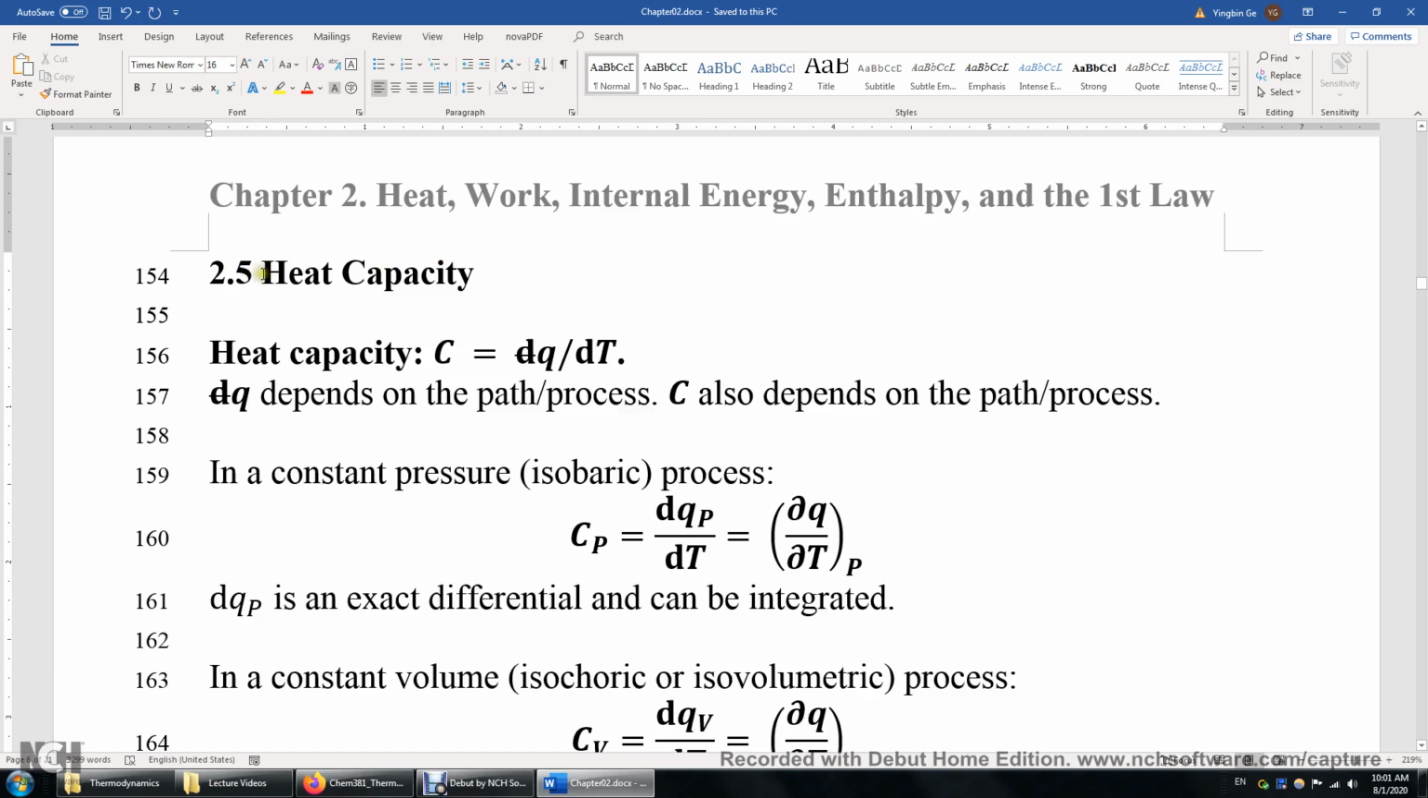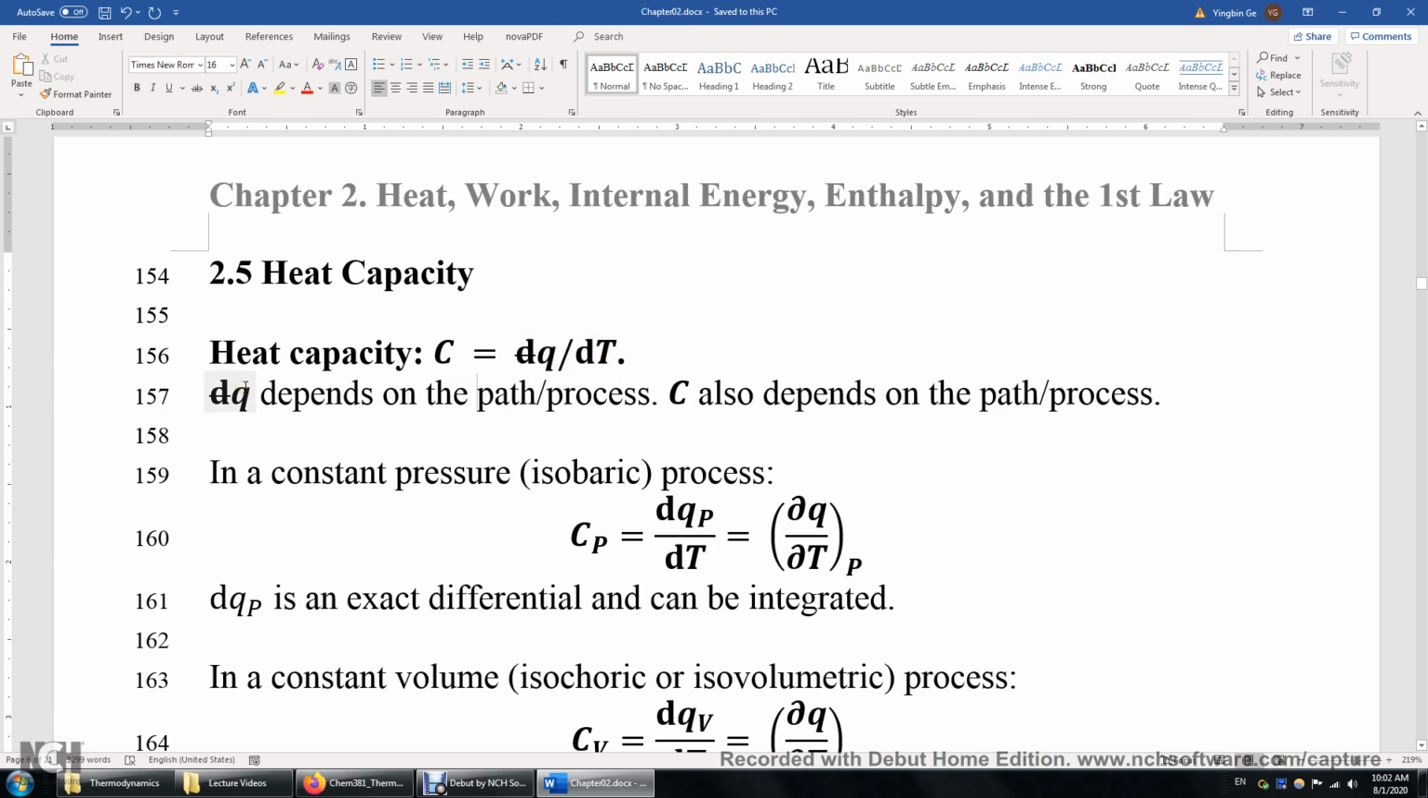Section 2.5, heat capacity. What is heat capacity? It's the amount of heat required to cause 1 unit change in the temperature of a system. So heat capacity C is equal to dQ over dT.